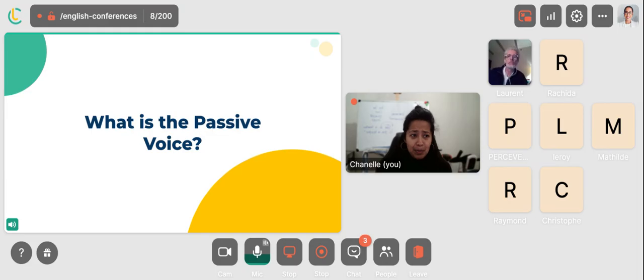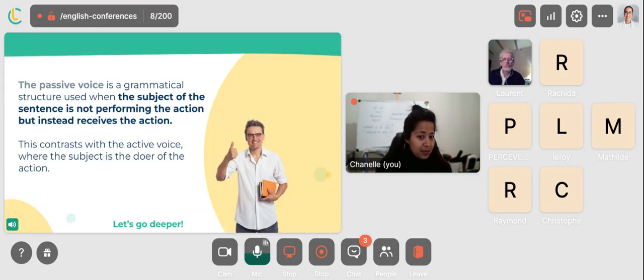What is the passive voice? The passive voice is a grammatical structure used when the subject of the sentence is not performing the action, but instead he receives or they receive the action. This contrasts with the active voice, where the subject is the doer of the action. So let's go a little bit deeper.